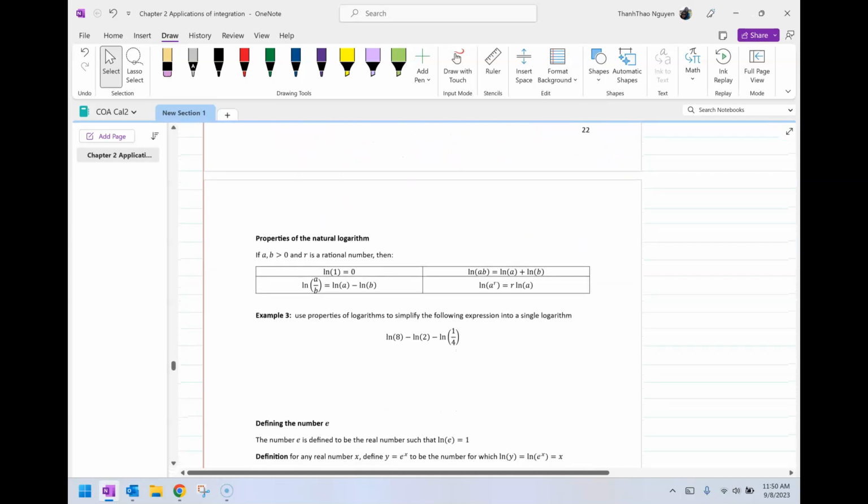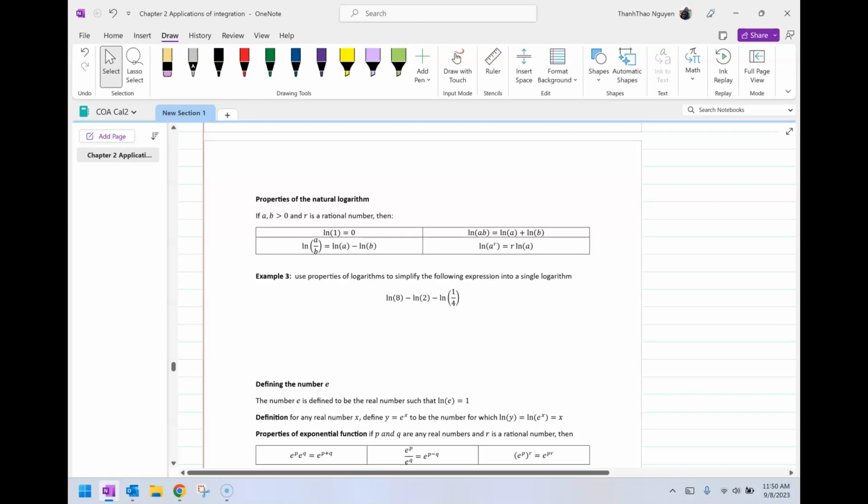Let's take a look at the properties of the natural logarithm. For a, b greater than 0 and r a rational number, natural log of 1 equals 0, ln of a over b is equal to ln of a minus ln of b. Ln of ab can be equal to ln of a plus ln of b. Ln of a to the r, we can bring the exponent out. This is equal to r times ln of a. So these properties are the same as the properties of logarithms, right? The properties for the natural logarithm and the logarithmic function are the same.